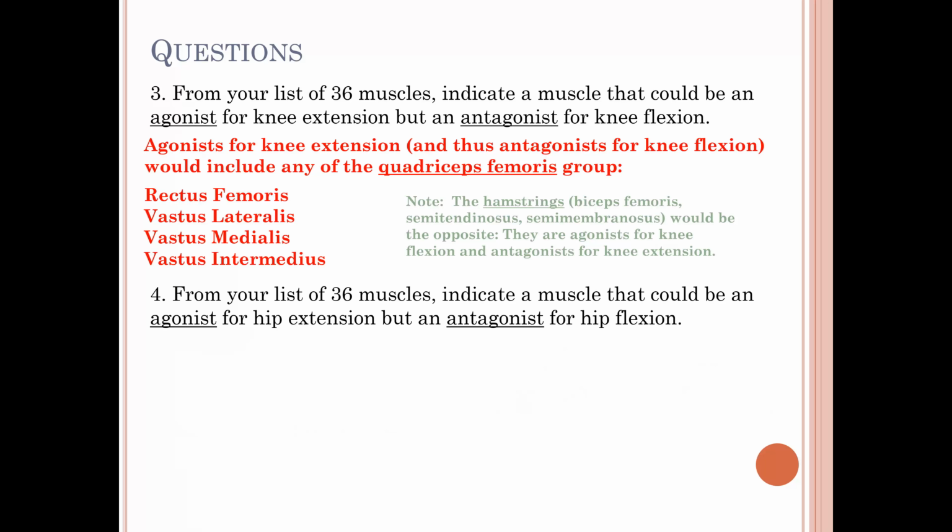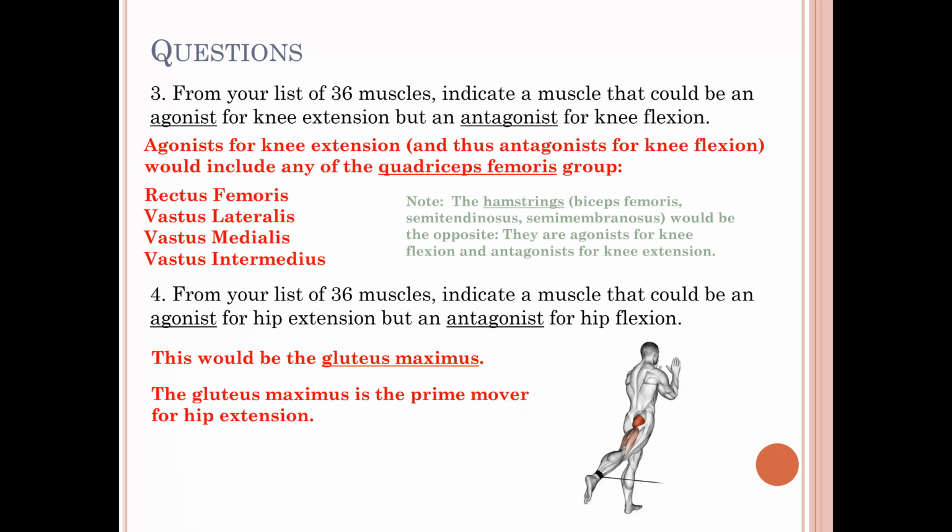Number 4, from your list of 36 muscles, indicate a muscle that could be an agonist for hip extension, but an antagonist for hip flexion. So there's only one muscle on your list that fits this description, and that would be the gluteus maximus. So the gluteus maximus is the prime mover for hip extension. So if you do hip extension exercises like is shown in this image here, the gluteus maximus is going to be your prime mover or your agonist.